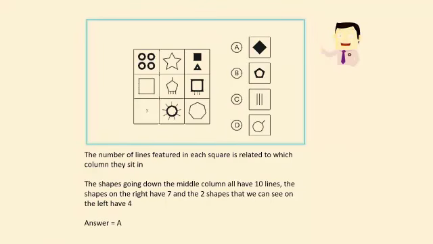The number of lines featured in each square is related to which column they sit in. The shapes going down the middle column all have 10 lines. The shapes on the right have 7, and the 2 shapes that we can see on the left have 4. The answer is A.